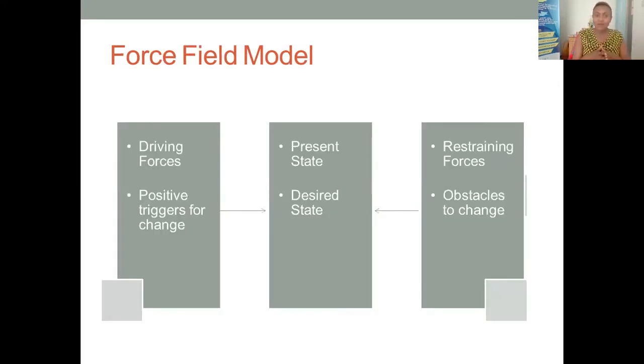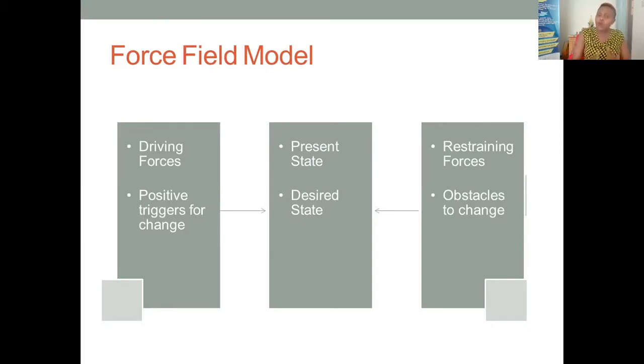Now, this is how the model looks like. You can see my arrows. We have the present state vis-a-vis the desired state. But also we have the restraining forces and we have the driving forces. It's very important that you brainstorm with your team on all the variables. Do not underrate any variable because I'm going to show you what you're going to do with the variables once you have identified and put them down.